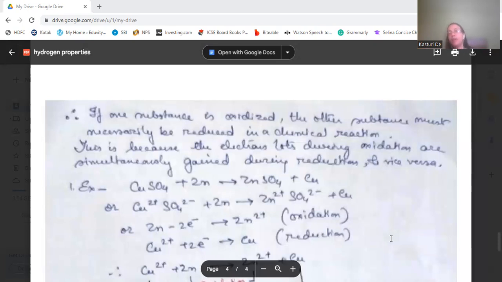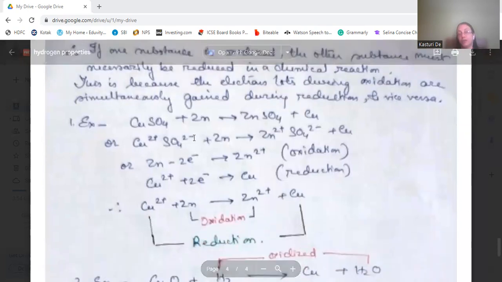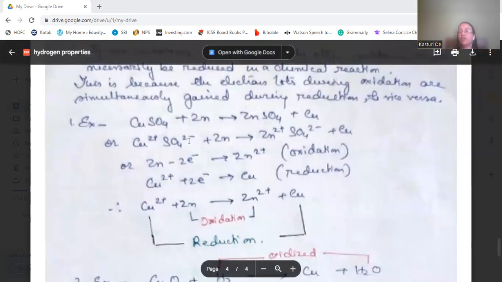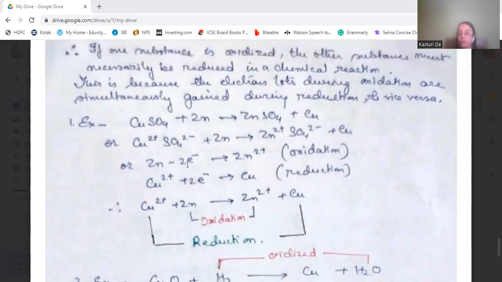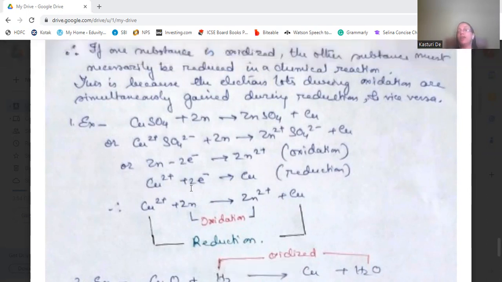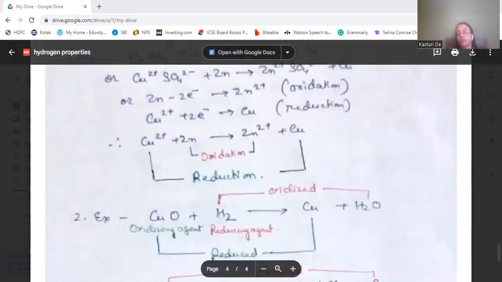For example, copper sulfate plus zinc gives ZnSO4 plus copper. Copper sulfate you can write as Cu2 plus SO4 2 minus. Zn will lose 2 electrons to form Zn2 plus, and SO4 2 minus will be added. Zn losing 2 electrons to form Zn2 plus is oxidation taking place, and Cu2 plus ion gaining 2 electrons to form copper is the reduction. So oxidation and then reduction.